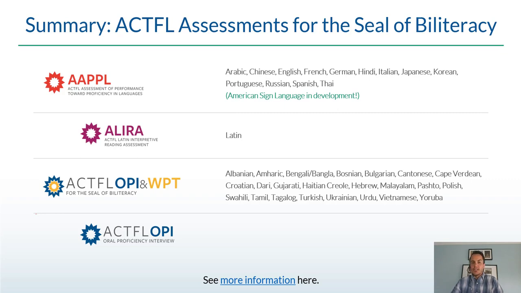We quickly touched on that OPIWPT Seal of Biliteracy Bundle that is provided by ACTFL for those 22 less commonly taught languages. And then, of course, there's the tried and true, standard OPI. The OPI is available in, believe it or not, over 120 different languages. You see that see more information link there.